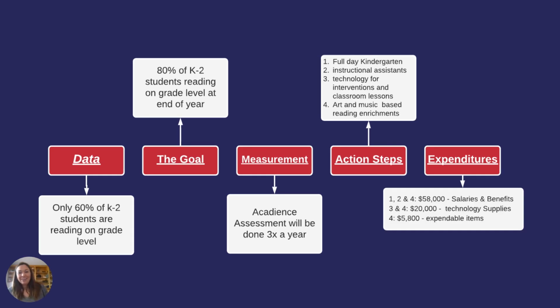So what would we need to spend money on? For action steps 1, 2, and 4, we would need to spend about $58,000 on salary and benefits. So hiring all those extra teachers, art and music teachers, having kindergarten teachers that worked all day long, that would require about $58,000. For action steps 3 and 4, we would need about $20,000 in technology supplies. And then for all that art supplies and music and sheet music and things like that, we would need about $5,800 for expendable items.